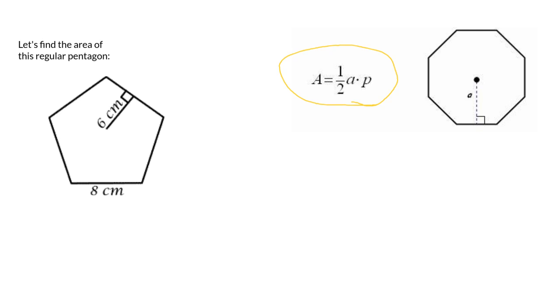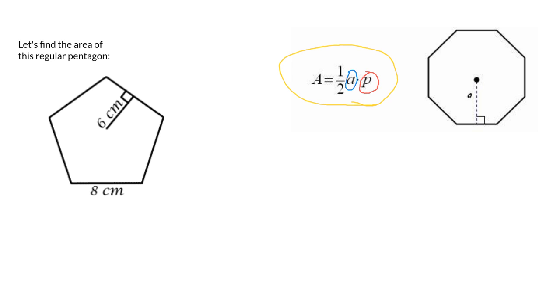Okay, guys, today we're going to be looking at the area of a regular polygon, and we're going to be using a new formula today. This formula is area equals 1/2 apothem, which I'm going to circle as being the small letter a, times perimeter, which I'm going to circle as being that small letter p.